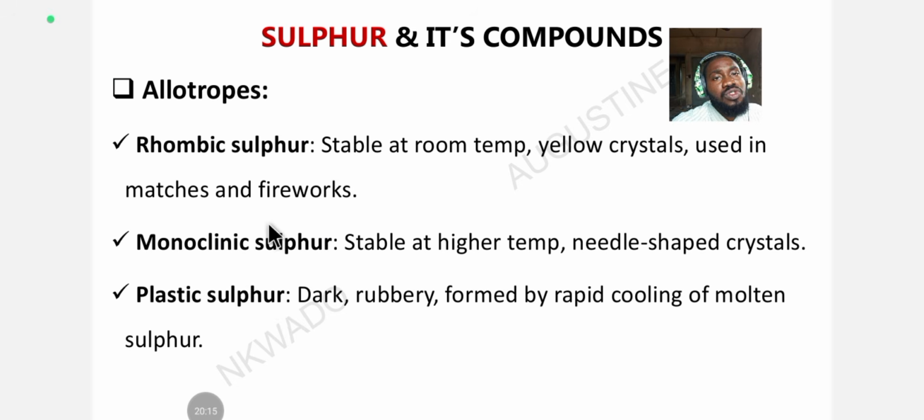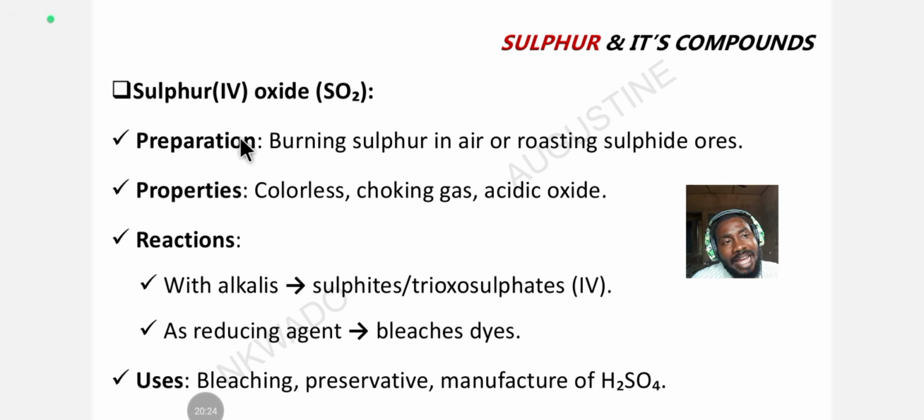The allotropes of sulfur include rhombic sulfur, monoclinic sulfur, and plastic sulfur. Sulfur(IV) oxide: the most common oxide of sulfur is sulfur(IV) oxide.